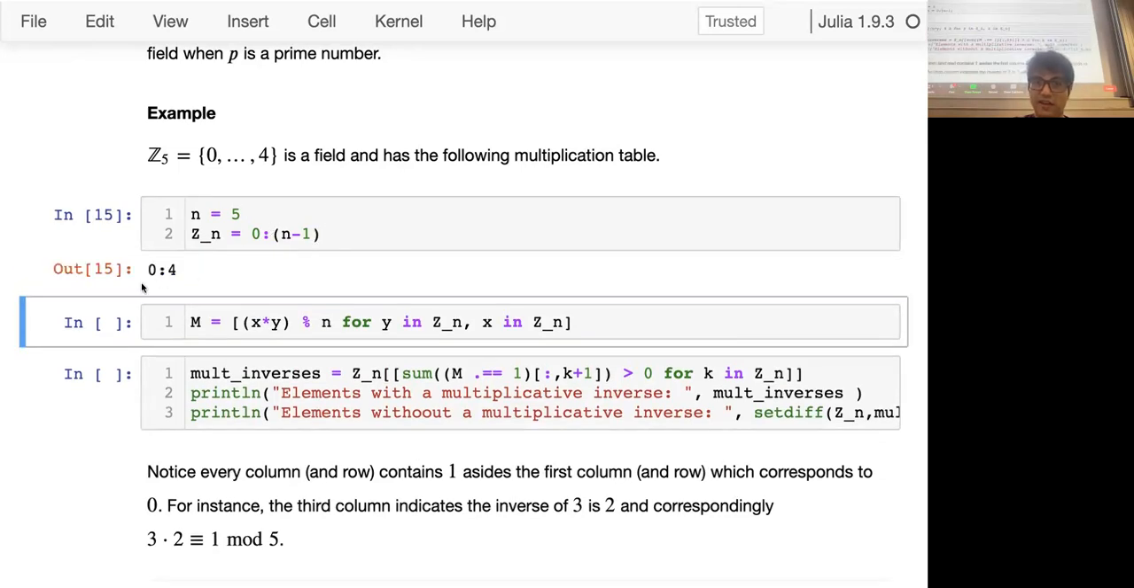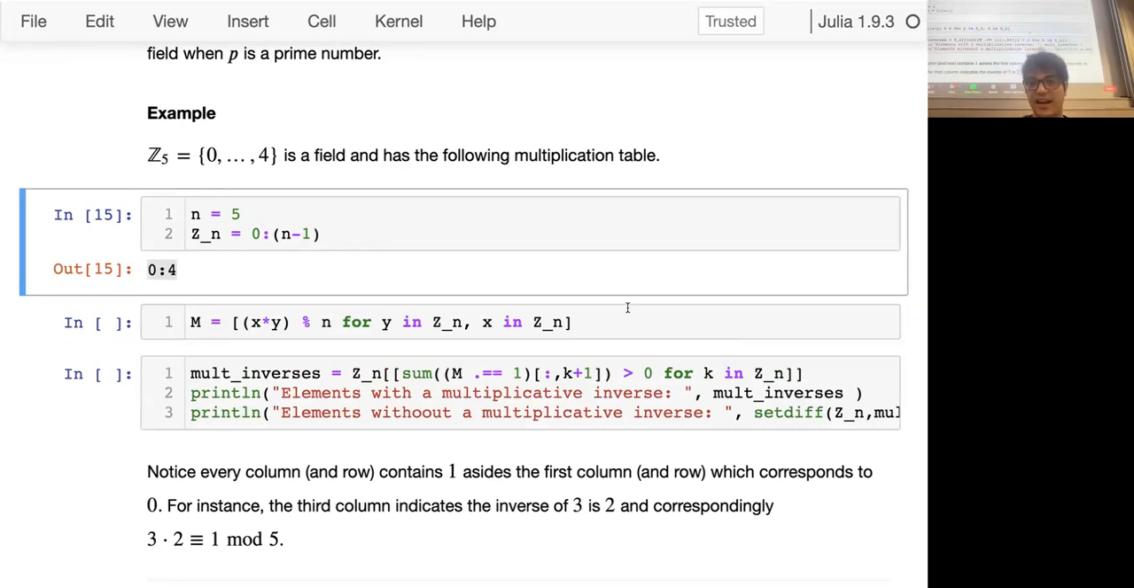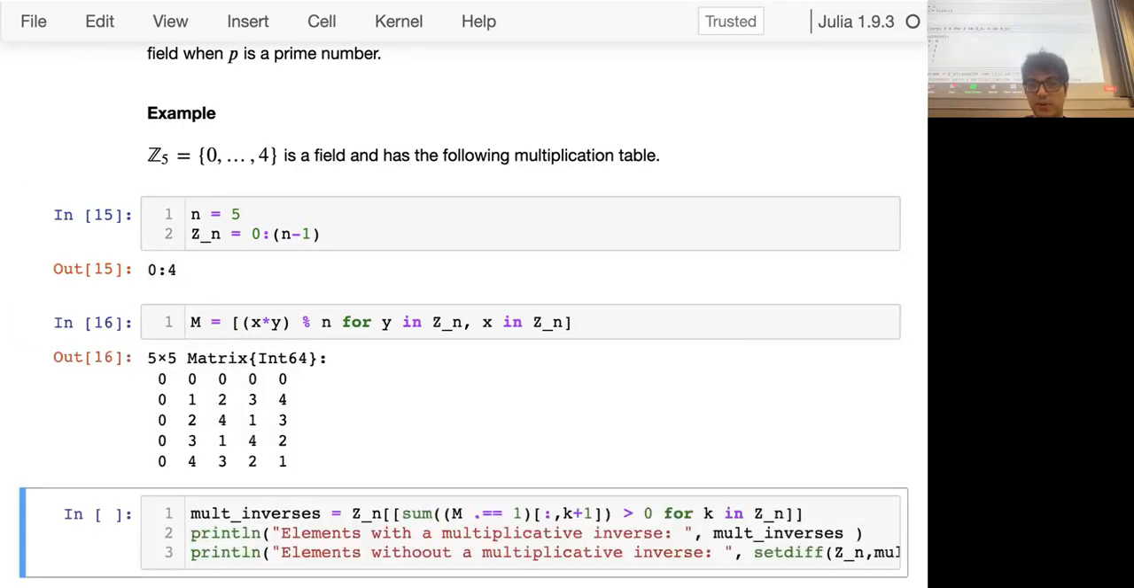Right, so I'm going to get all of the numbers 0 through 4, and then it's going to generate a multiplication table. So let's look at the properties of this table. Is it symmetric? Is it equal to its transpose? Yes. So that means that the multiplication operator is going to be commutative, which is something that we need.